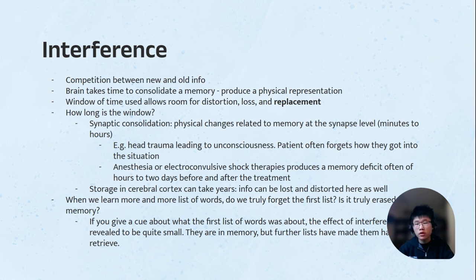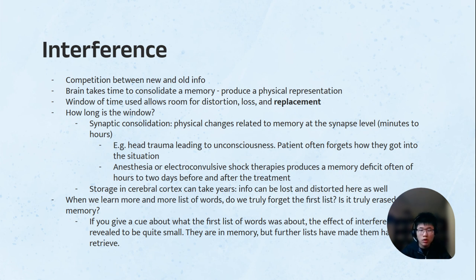Which is why head trauma patients who get unconscious will often forget how they got into the situation in the first place, and the same can be said for anesthesia or people who've gone through electroconvulsive shock therapies, which interfere with their neural transmissions. That produces a memory deficit, often of a couple of days as well. Now, storage of memories in the cerebral cortex can take years, so the information can be lost and distorted in that case as well.